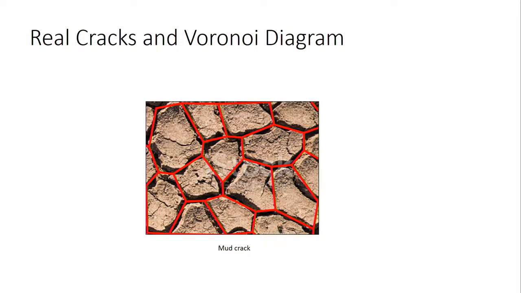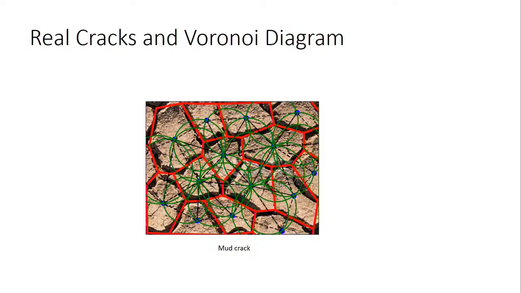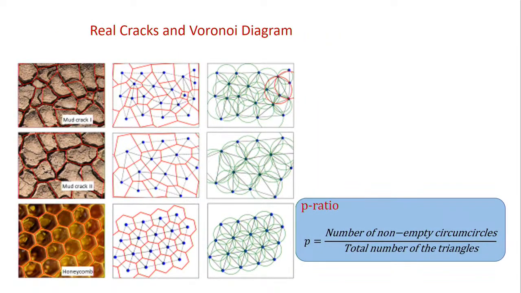So that's all right, but what about real cracks? For real cracks, we did a skeleton of it. We took the centroid of those polygons because we really don't know which is the seed. And then we did the Delaunay triangulation, and we did the circumcircles, and these are some of the real cracks that we worked with.